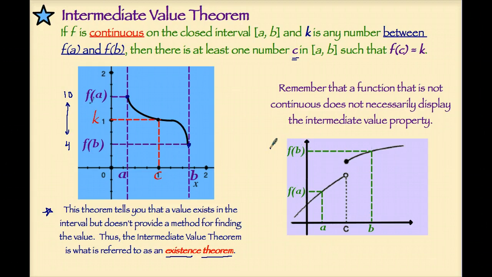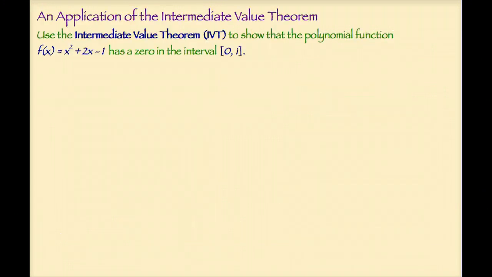Once again, if this is a 10 and this is a 4, in this situation, are we guaranteed that every single number between 10 and 4 is represented on the graph? And we have to say no because of this break in the function. We can see that there are values that are missing. Therefore, the intermediate value theorem is not necessarily going to apply when the function is discontinuous.